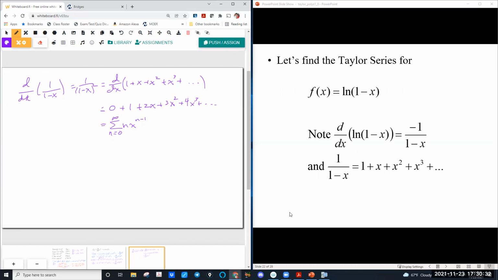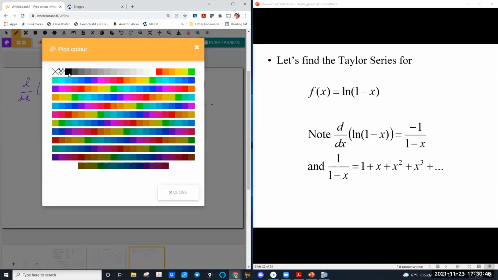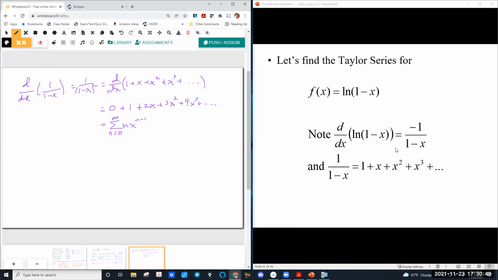Now, I won't bore you with this one, but we're trying to do ln of 1 minus x. And we know that the derivative of ln of 1 minus x is negative 1 over 1 minus x. So this is the one where we need the antiderivative. So here's what we know. Negative ln of 1 minus x is equal to the antiderivative of 1 over 1 minus x dx.